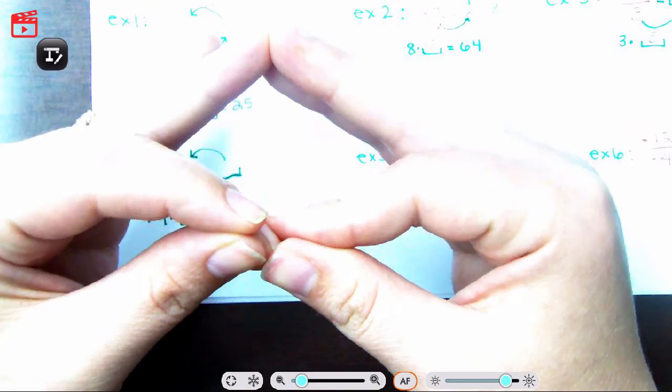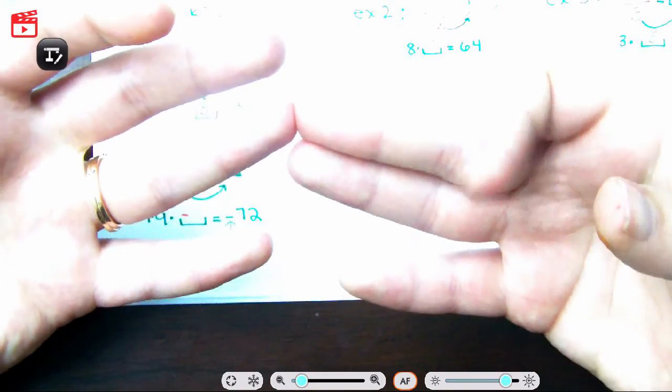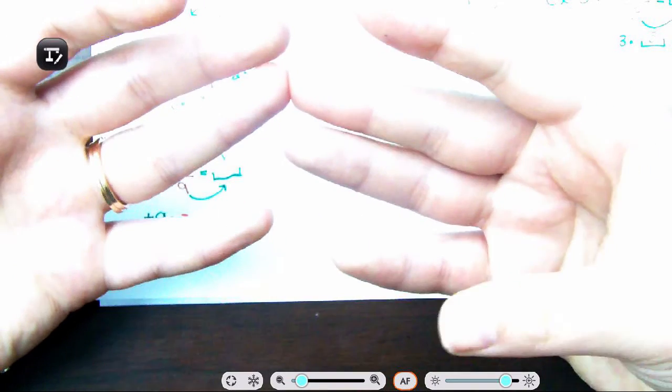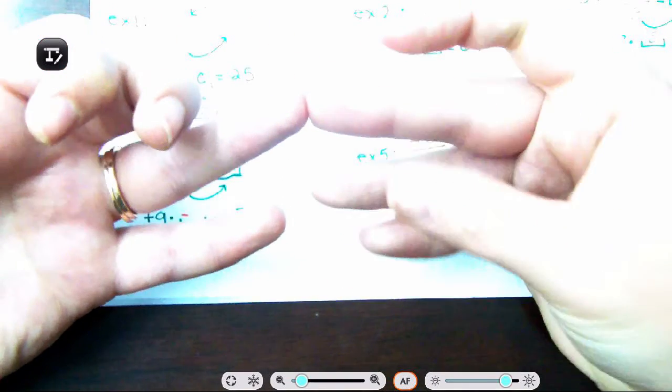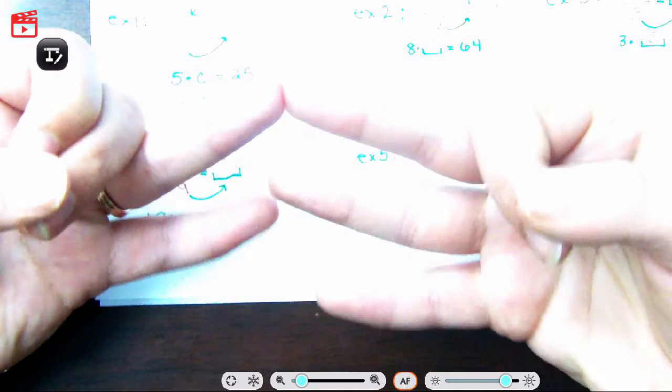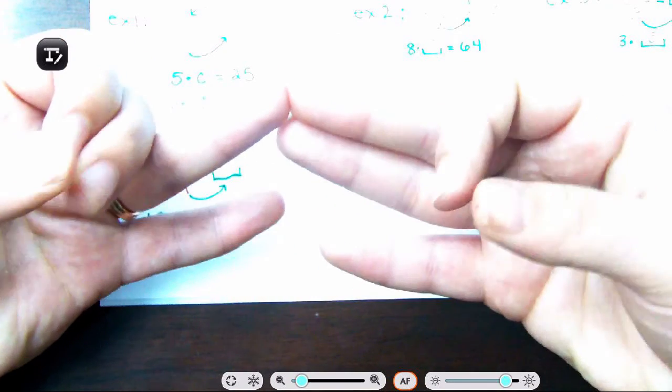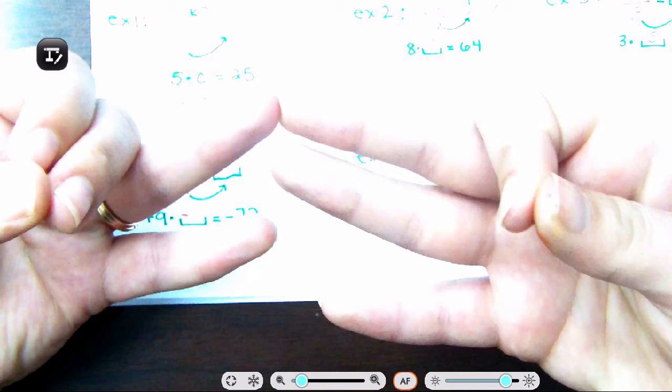I was doing this. 63 times 2 is 6. So I have, wait, that's wrong. I think I started doing something and I changed it. Let's try again. 1, 2, 3, 4, 5. 5 fingers, not 6 fingers, 5 fingers, and then that means I have 50 here.